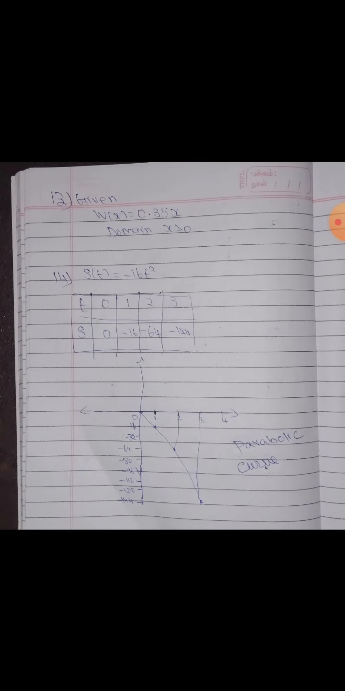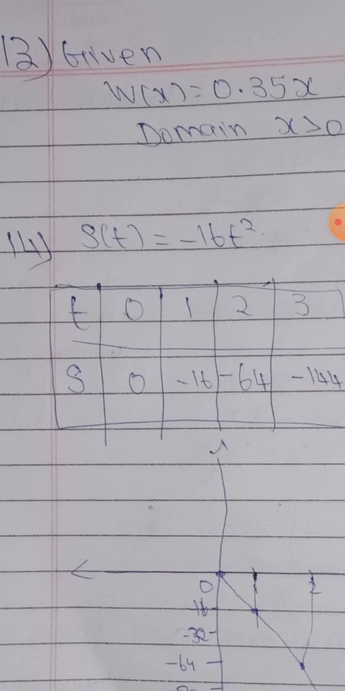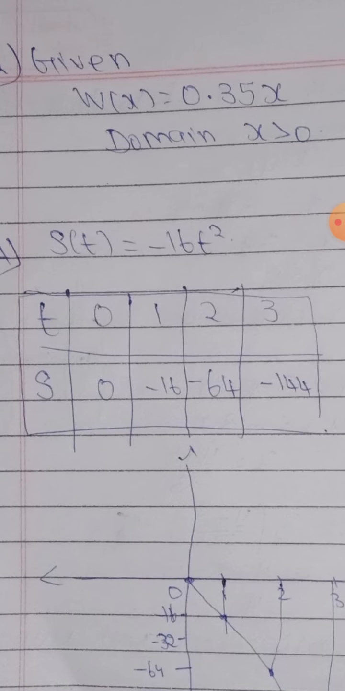So they're given that s of t is equal to minus 16 t square. Time cannot be negative, so I put the t values as 0, 1, 2, 3. Why do I put 0, 1, 2, 3? Because time is only positive. And why do I put it in table form? Because in the question we want to graph the function.